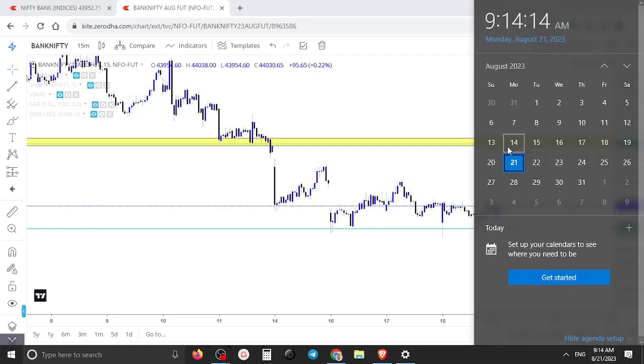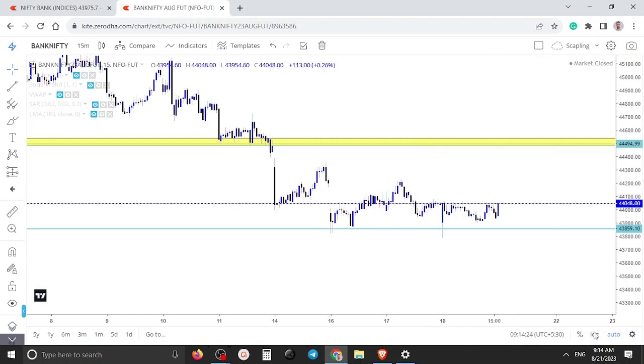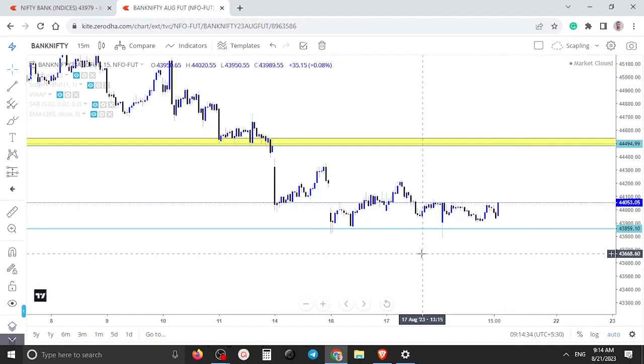All right, guys. Today is 21st August, Monday. So I'll do some live trading. Let me find out some key levels. The market has just opened here, 9:14 on my computer. Right now the time is 9:14 and the market just opened. So we must find out the key level.